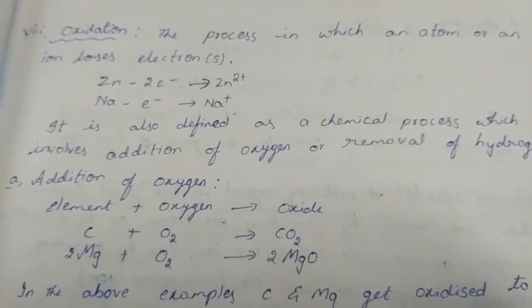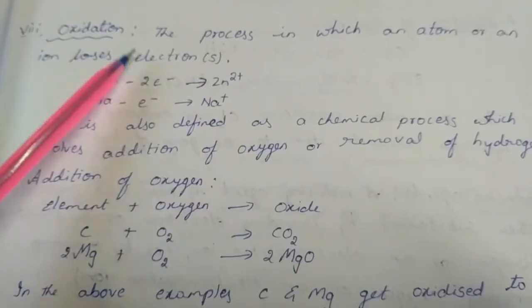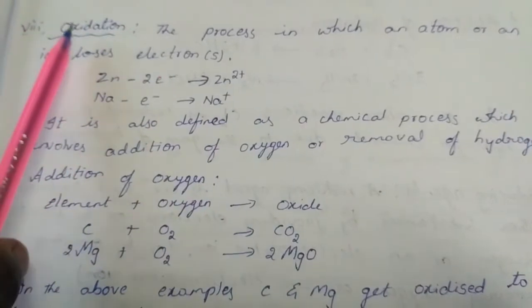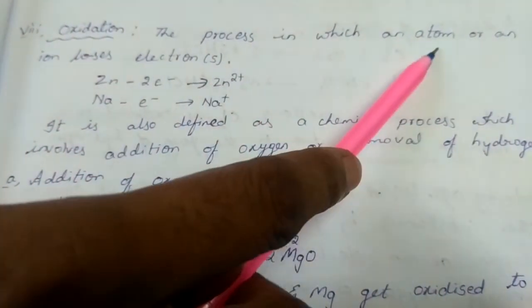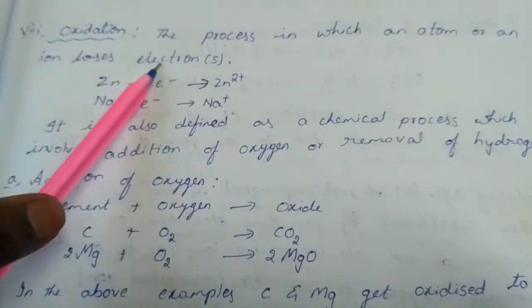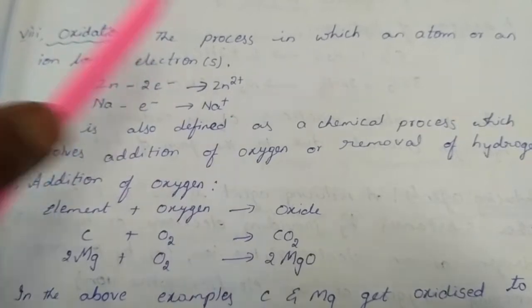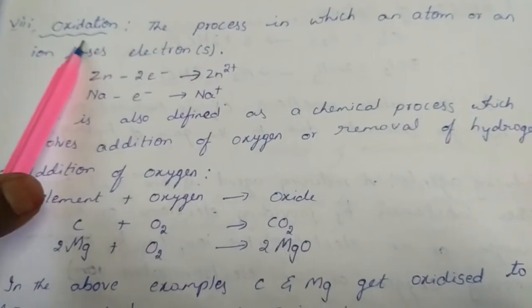Good morning, students. Today we will discuss oxidation. In general, we know that oxidation is the process of adding oxygen. But according to electrolysis, it is the process in which an atom or an ion loses electrons. That means, if an atom loses electrons, this process is called oxidation.